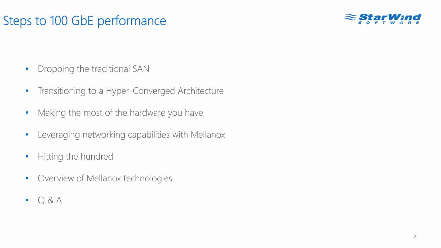Then we'll see on top of that what it's like to make the most of the hardware you have and to actually maximize the use of it. These are all the steps which bring us closer to getting to the desired goal. And after that, we'll see how we can leverage our capabilities further with Mellanox. And finally, a trick to actually get 100 gigabit performance.